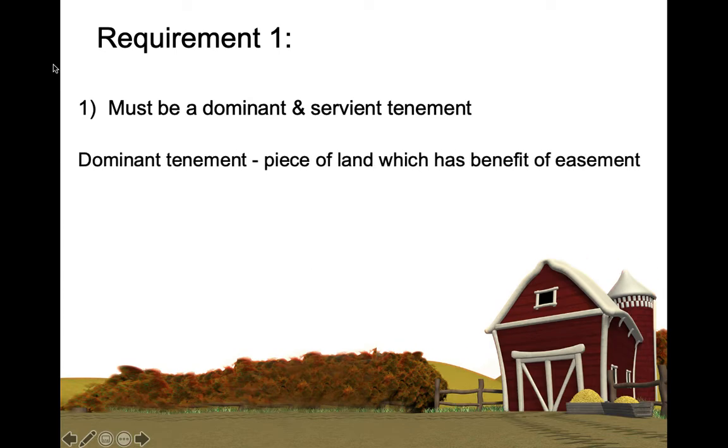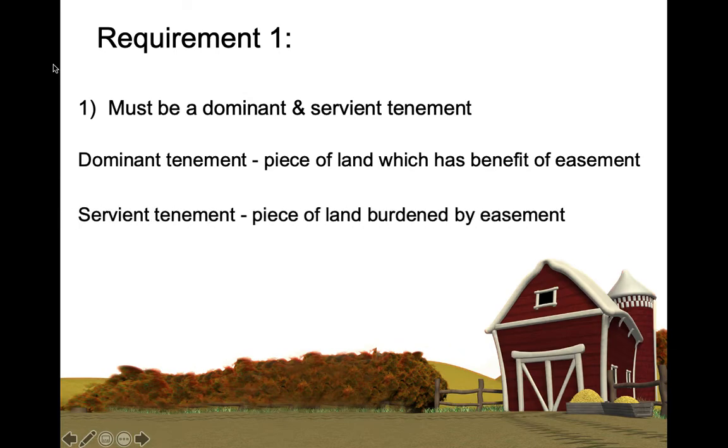Dominant tenement is the piece of land which benefits from the easement. So the dominant tenement is the one that is kind of superior because it has some benefit of an easement being used. The servient therefore being burdened by it. So the servient tenement kind of having to suffer or deal with the fact that this easement exists over their land.